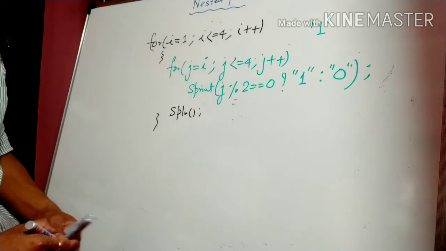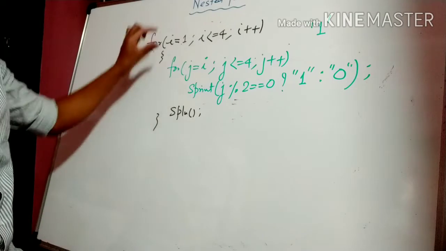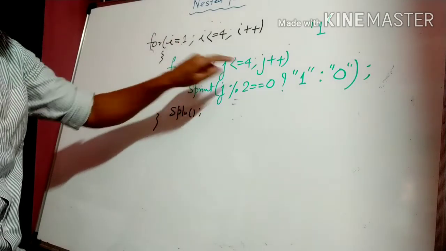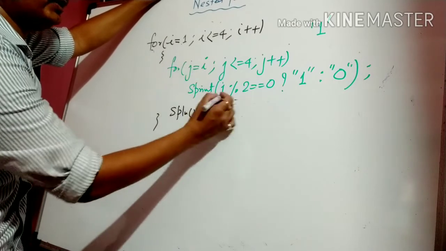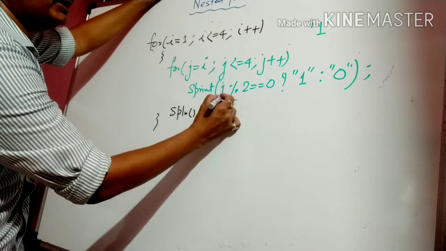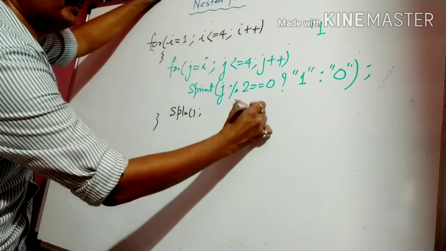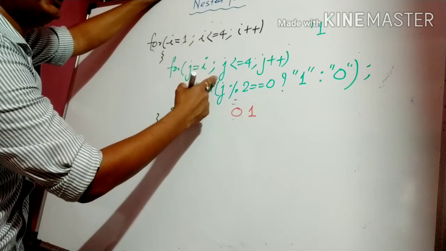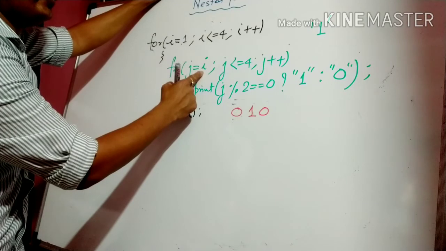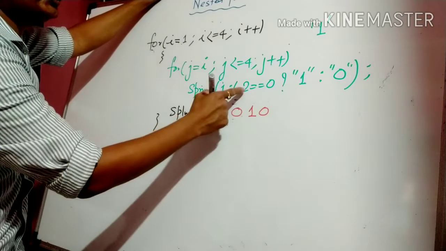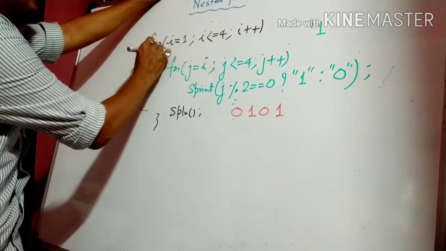Again we will run this one. Let's see which type of output will come. First time the value of i is 1. 1 se leke 4 means at first 1, then 2, then 3, then 4. The value of j is 1, condition false, 0. Then 1, condition true. Then 3, condition false. j will be 4, 4 modulus 2, condition true. Line change.